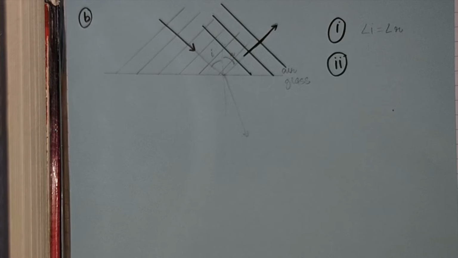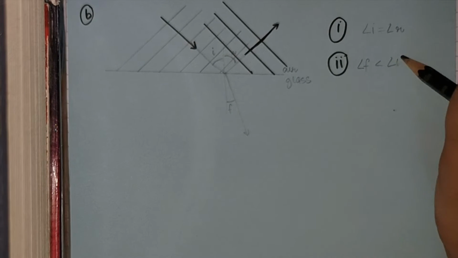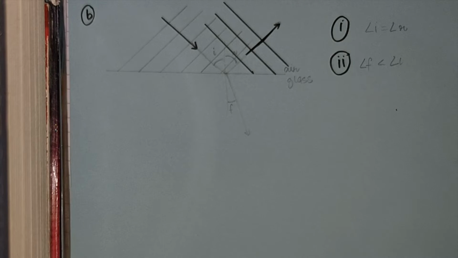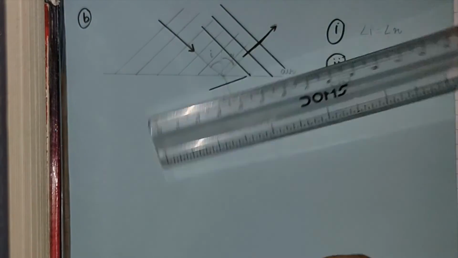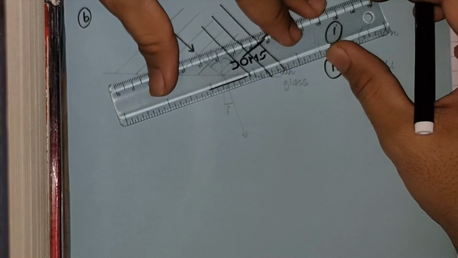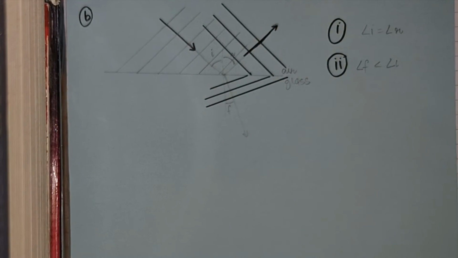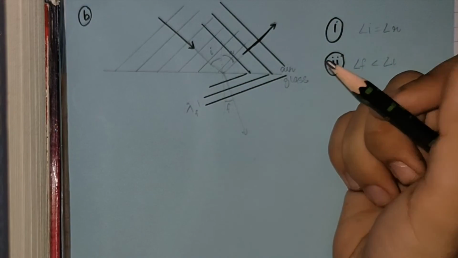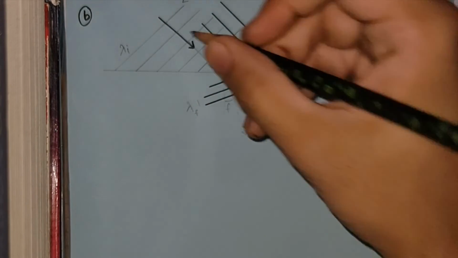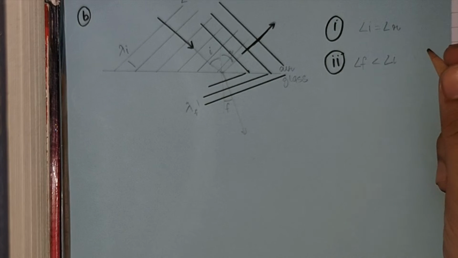Now, one more thing to notice is that the angle over here, let's call it F. Angle F is smaller than angle I. Now let's draw it. One more thing to notice is that the wavelength for the refracted wave is shorter. So I'll just write this wavelength as lambda f for final, and this one as lambda incident over here. The wavelength over here is shorter because the speed of the wave has been decreased and the frequency is kept the same.